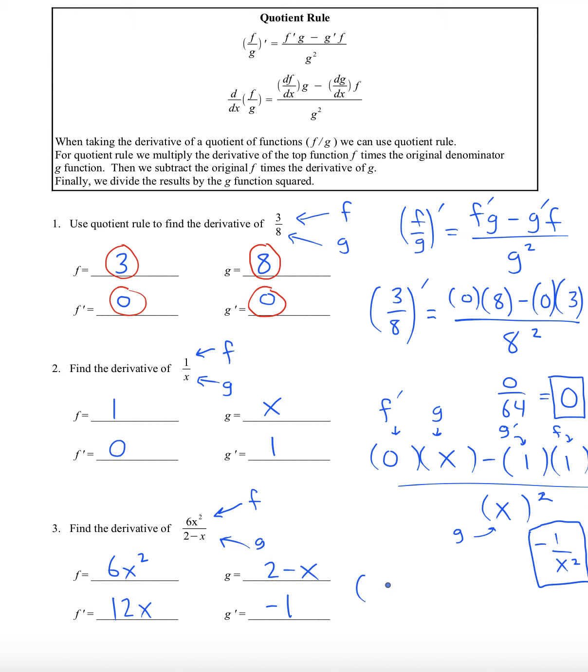So we got to put in f prime, 12x, times the original g, 2 minus x. Subtraction between the terms here. Then we need g prime times the original f. And then we have to divide by g squared. And that'll do it. You could simplify it, but it's not required.